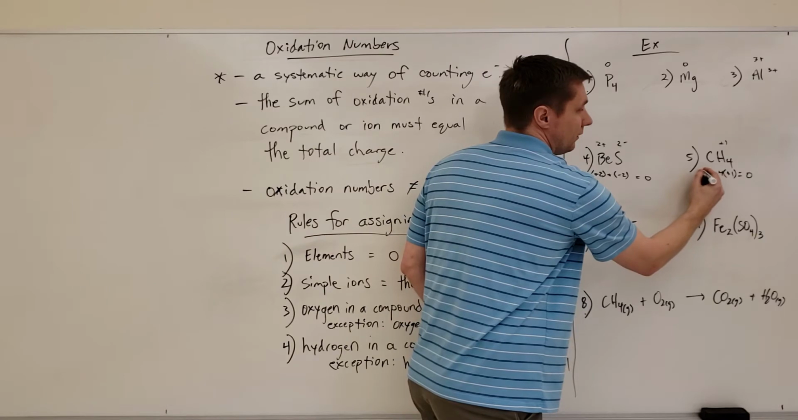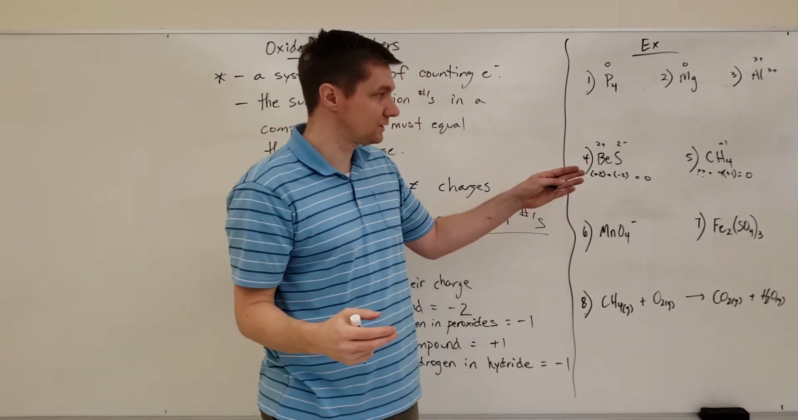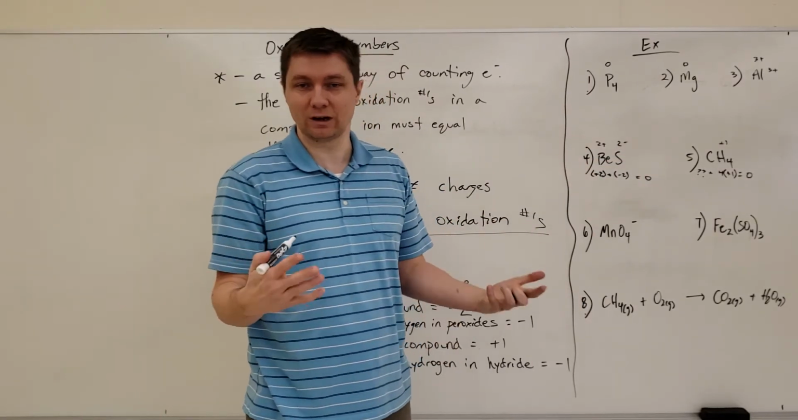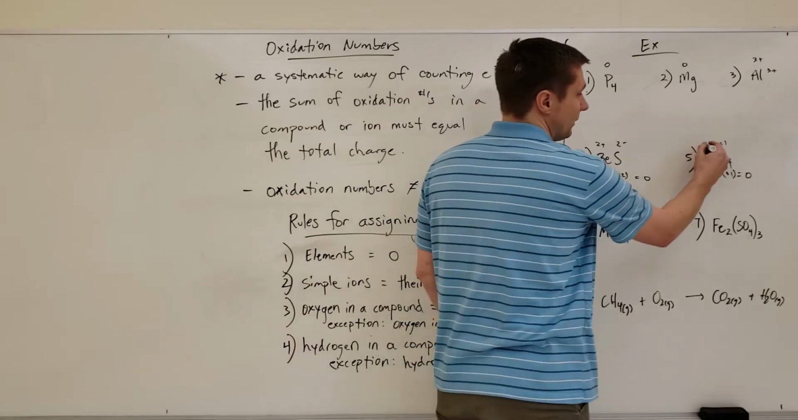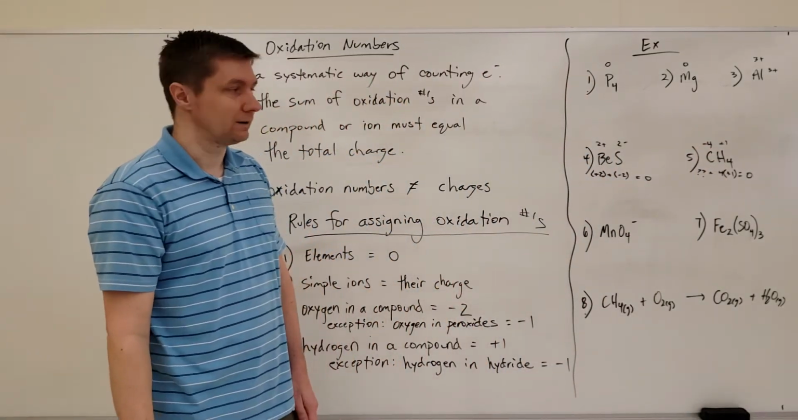Now, some number for carbon plus a +4 has to equal 0 for this. And so I do some quick algebra and I can figure this out quite easily, that carbon is going to be a -4 for that compound.